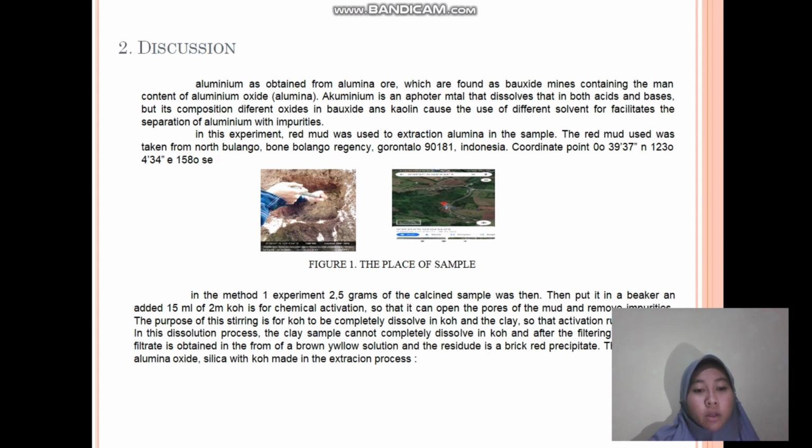In the method 1 experiment, 2.5 grams of the calcined sample were transferred into a beaker and 15 ml of 2 M KOH was added. KOH is for chemical activation so that it speeds up the process of the mold and removes impurities. The purpose of this stirring is for KOH to be completely dissolved with the clay, so that extraction runs optimally.